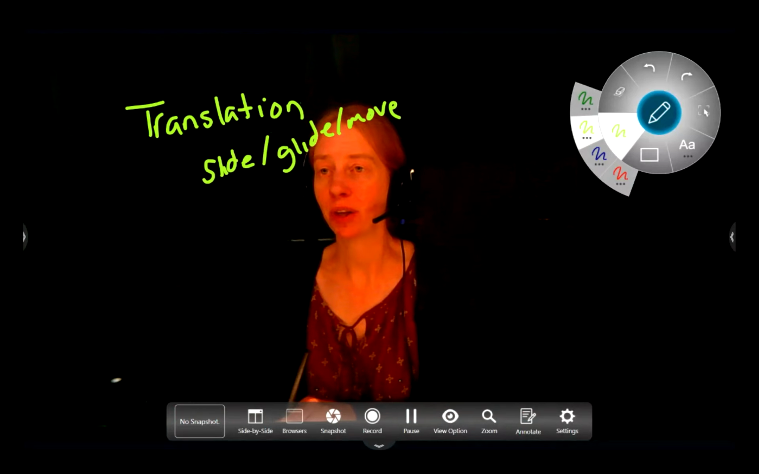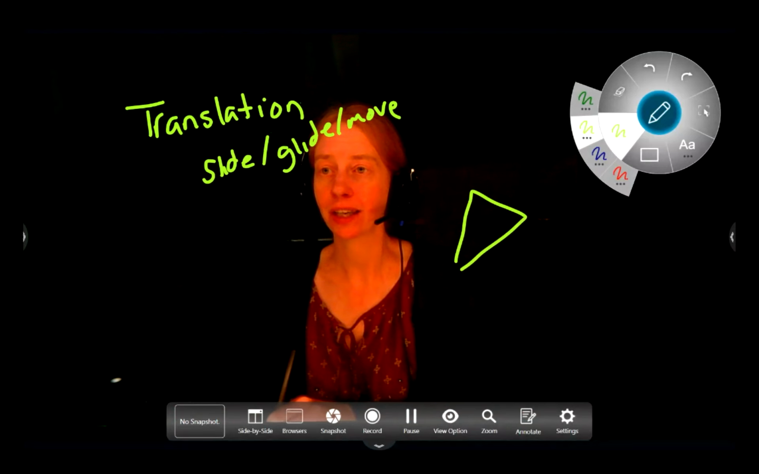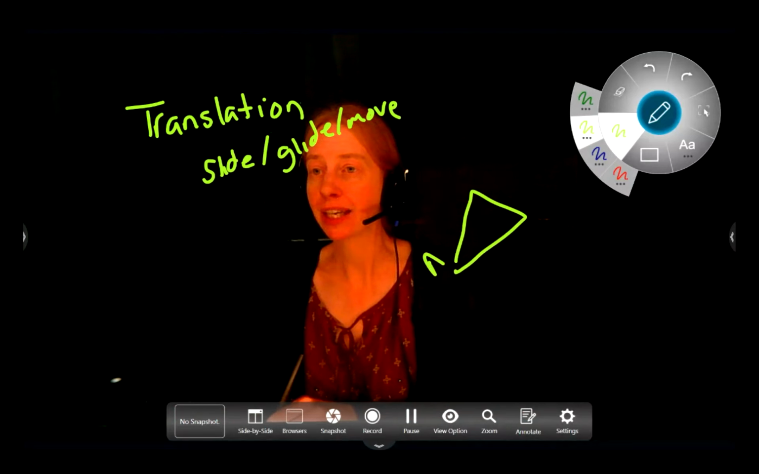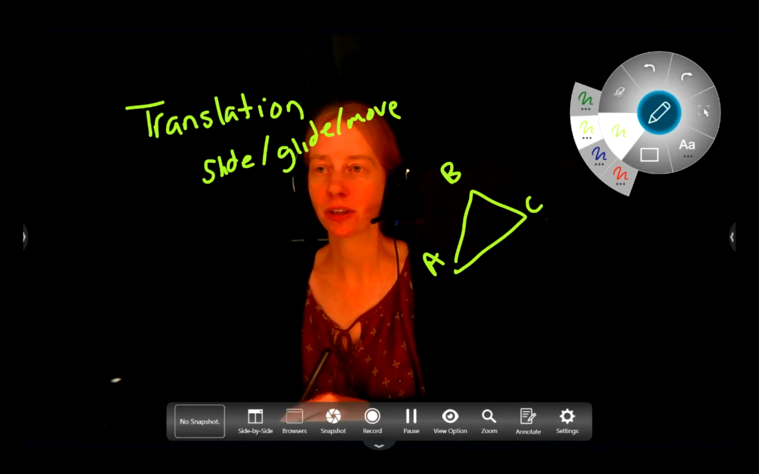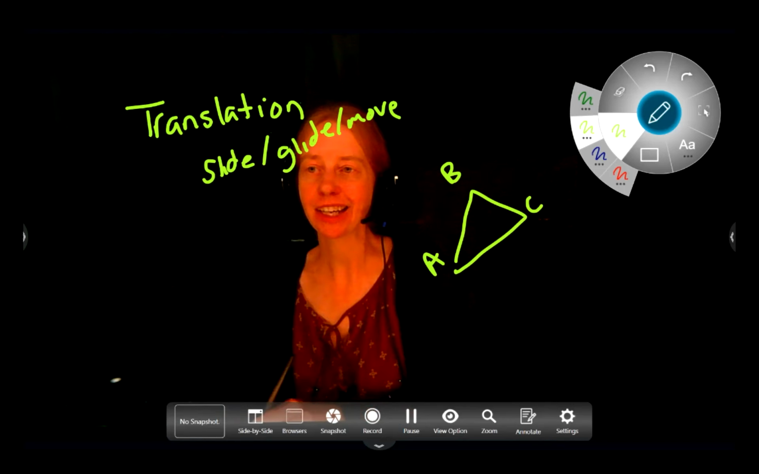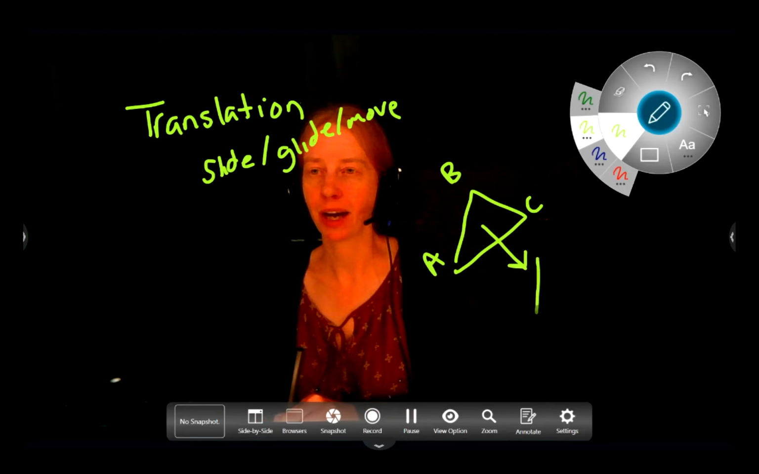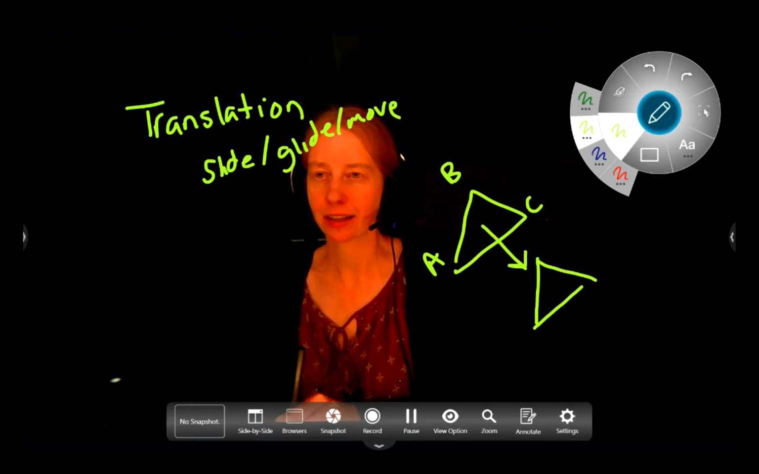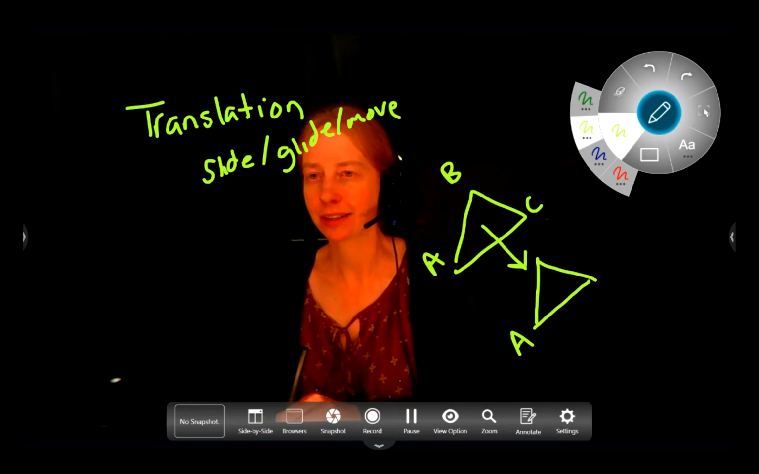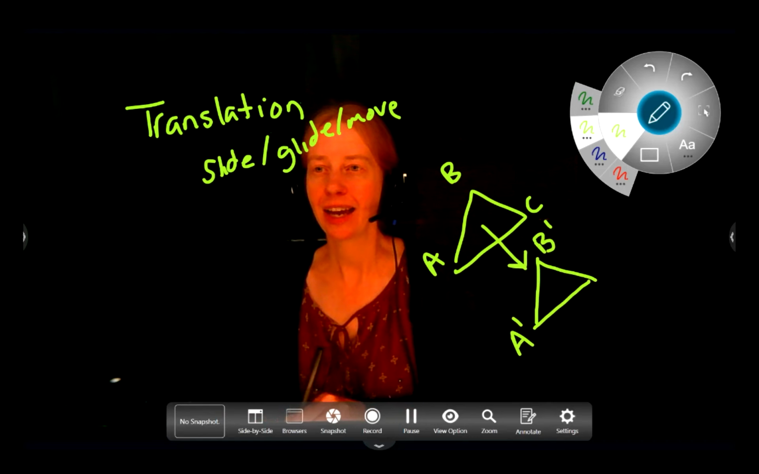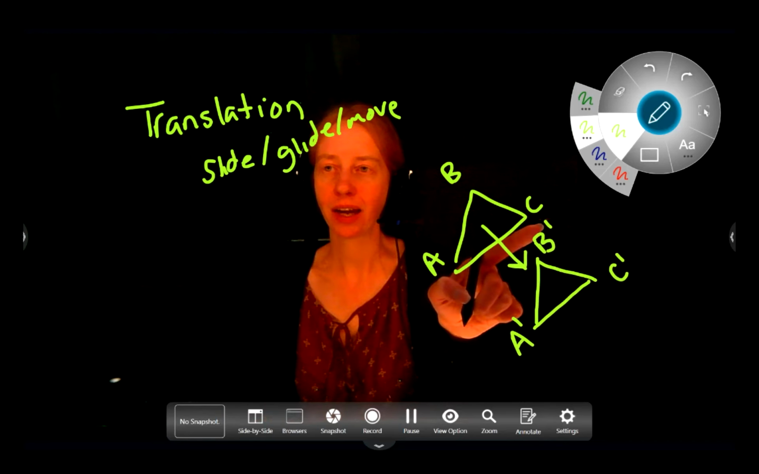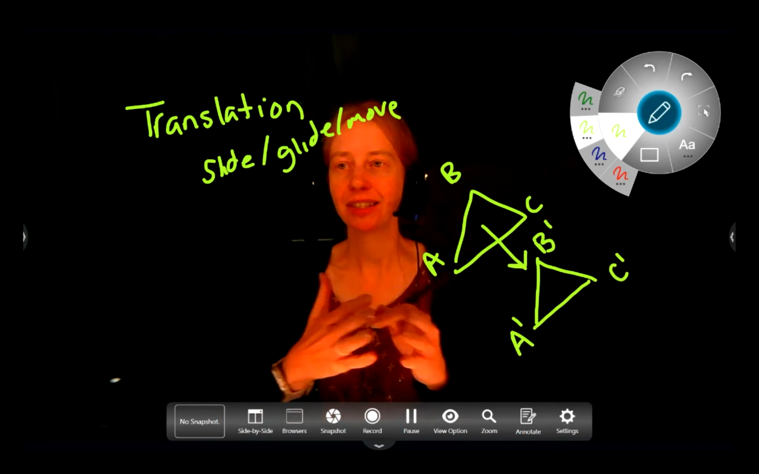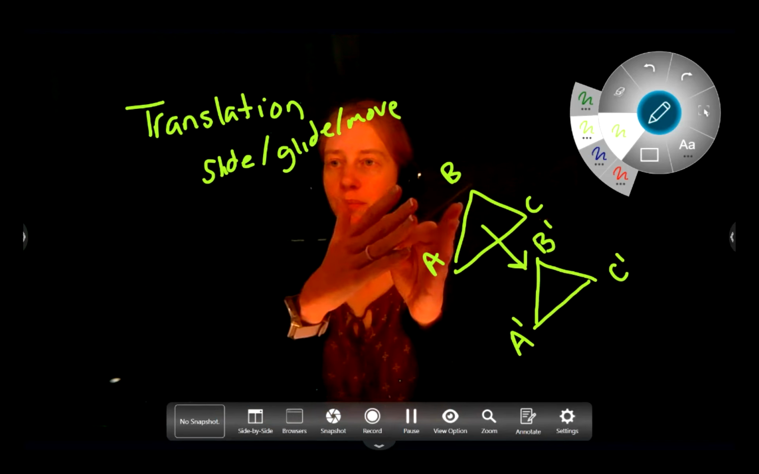As an example, if I have a triangle right here, this is called my pre-image. That's the one before I perform the transformation. If I do a translation, that means that I am sliding it to another spot, okay? I'm going to try and draw it exactly the same as I did before. It is not exactly the same, but you get the idea. And I name that with A prime, B prime, and C prime. This is the image, okay?